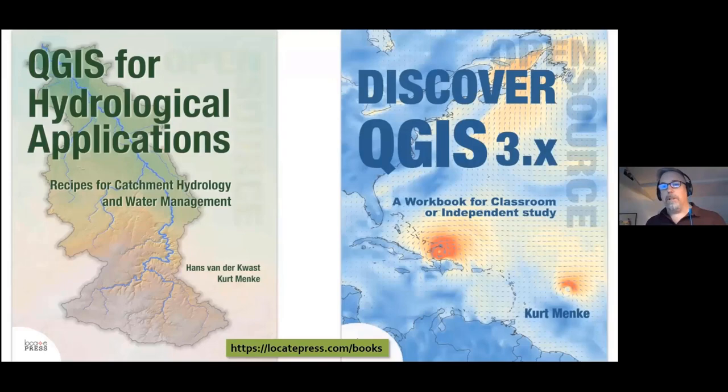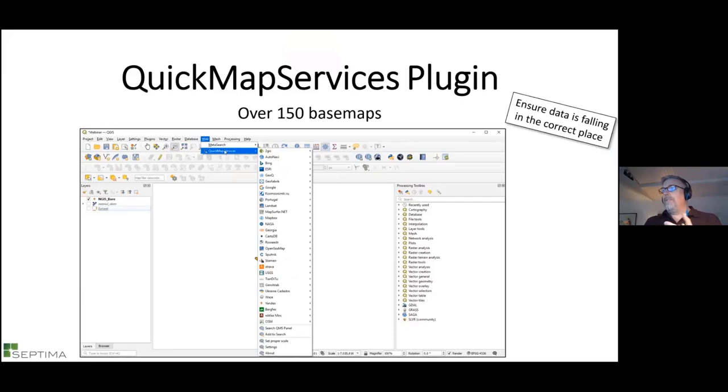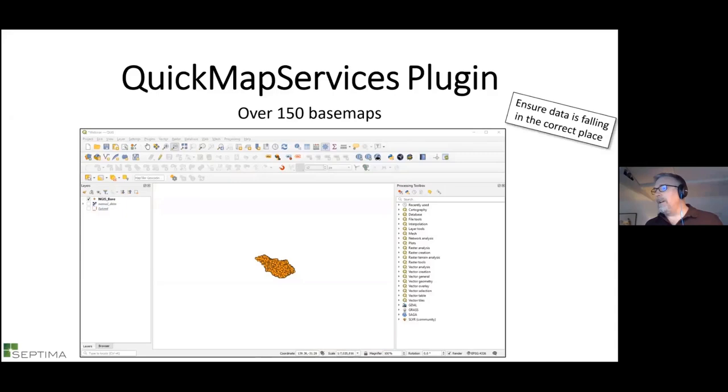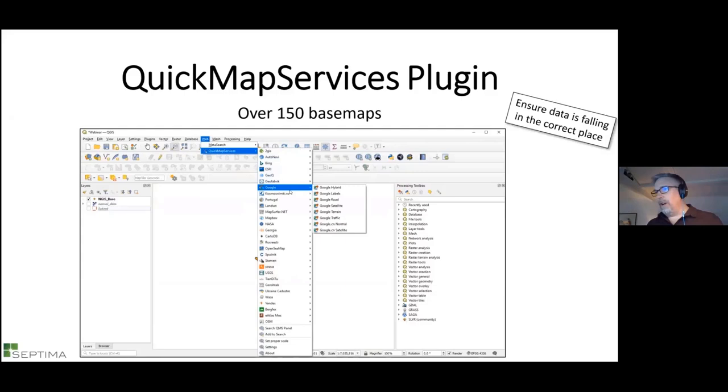So launching into it, at the very outset, when I start an analysis like this and I've added the boreholes to a map, what I'll often do is use this plugin in QGIS called Quick Map Services to add a base map just to make sure that the data is falling in the correct place. And so you can see here, I've added an OpenStreetMap base map to this. And this plugin comes with over 150 base maps that you can use to quickly add to QGIS.